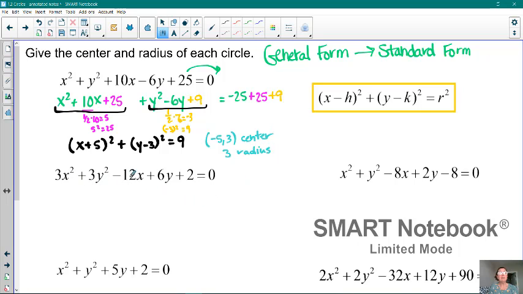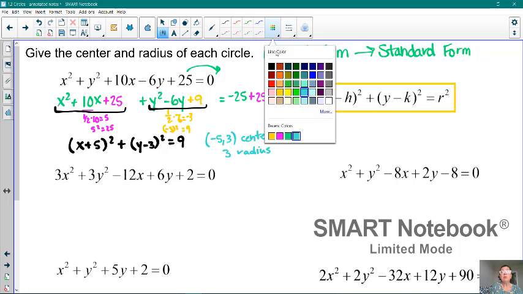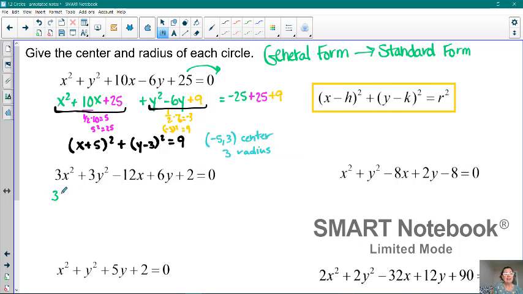All right. Let's take a look at an example that is maybe a little more involved. Here we will group our x's just as we did a moment ago. So we have 3x squared minus 12x. We'll group our y's, 3y squared plus 6y. We'll move our constant over to the other side, plus 2, subtract 2 on both sides, negative 2. Well, we have a leading coefficient in both cases, and it'll be this way with the circle. If one's messed up, so to speak, the other one will be too.